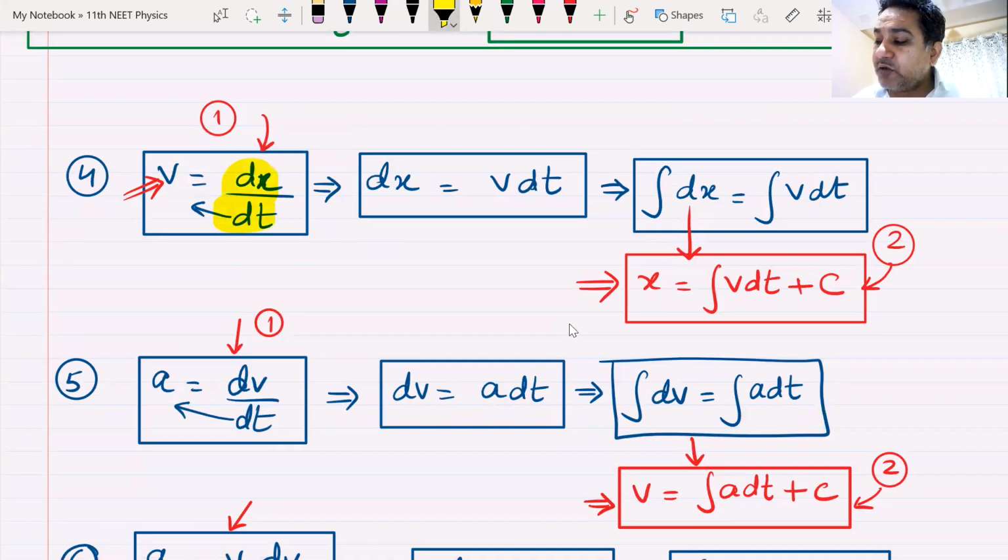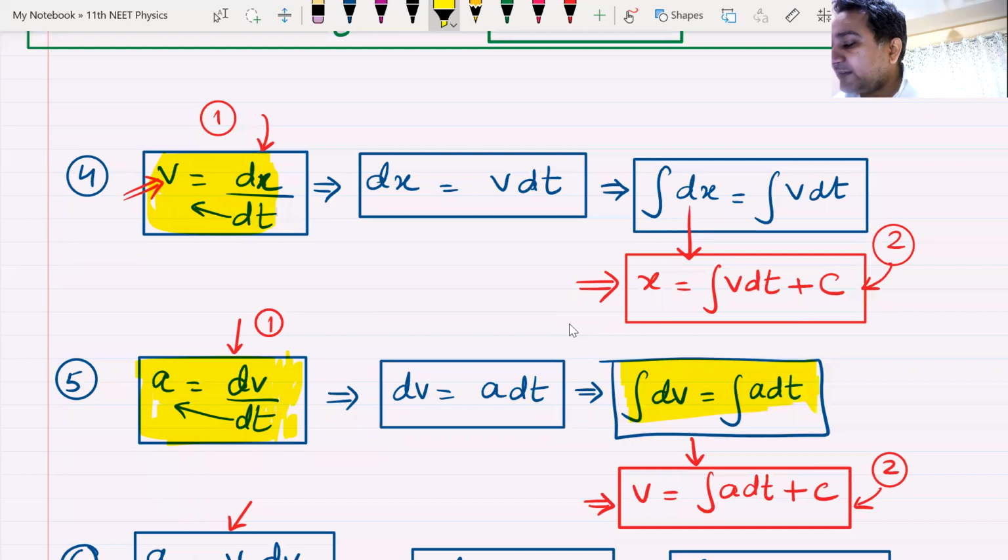On this part, v is equal to dx by dt, we have done a question. And on acceleration is dv by dt, we have done a question. So we have done questions on these two parts. Now we'll try to do the reverse of them. What is the reverse of them? We will now calculate velocity from acceleration, and we would calculate the x position of the particle from velocity.